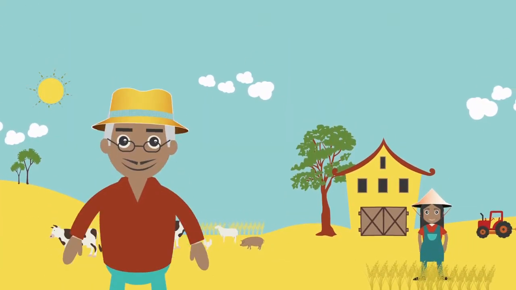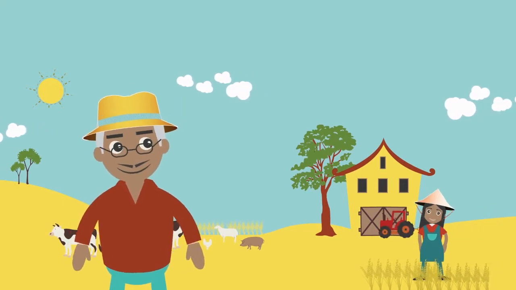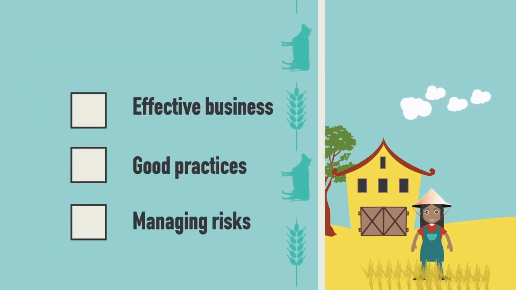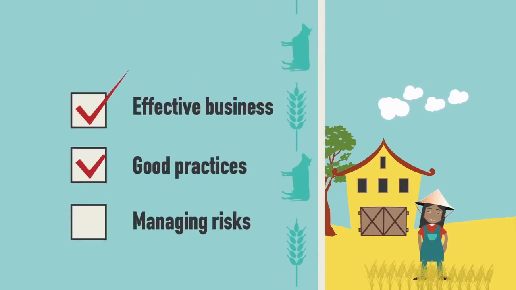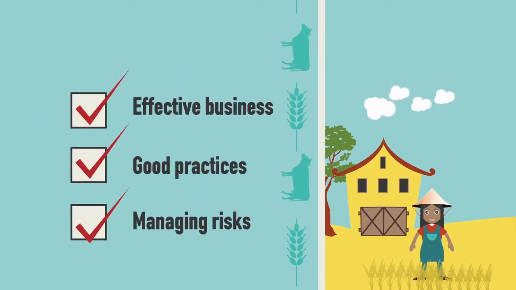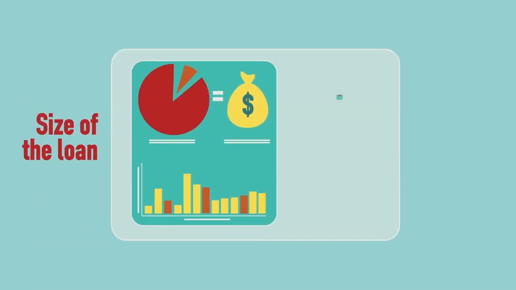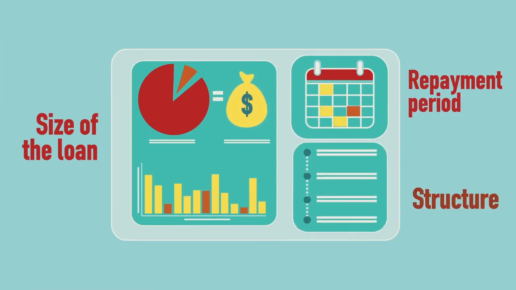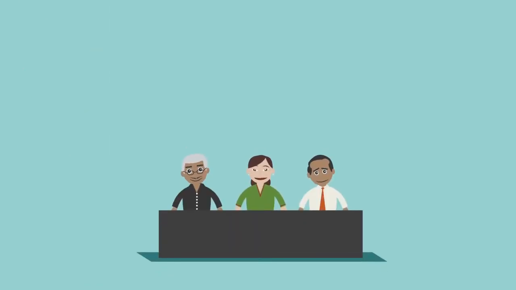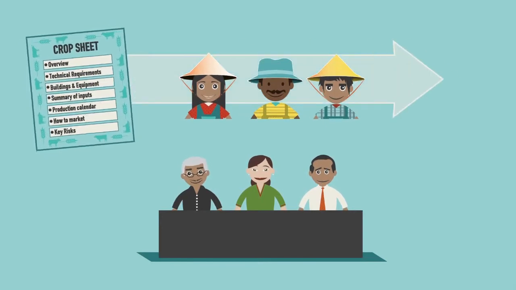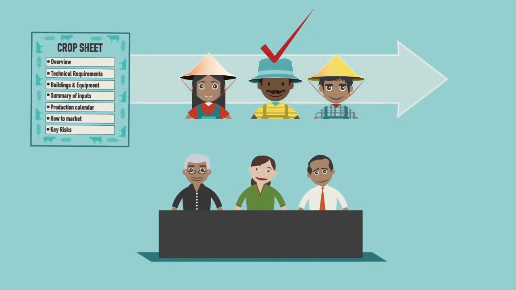When conducting an on-farm loan appraisal visit, the loan officer should use the appropriate crop sheet to determine whether the farmer is effectively managing their business, following good practices, and managing risks. This information can then be used to determine the size of the loan, repayment period, and structure. The credit committee can also use the crop sheet when reviewing the loan application to identify whether the farmer is a good client to lend to.